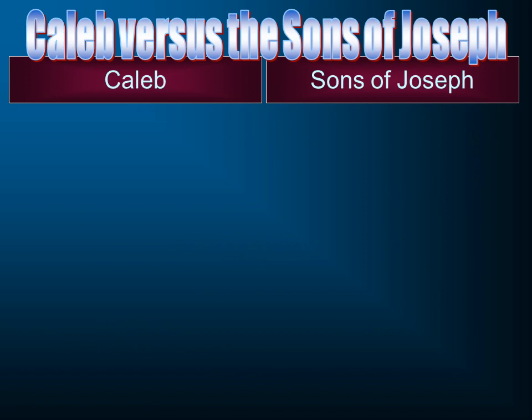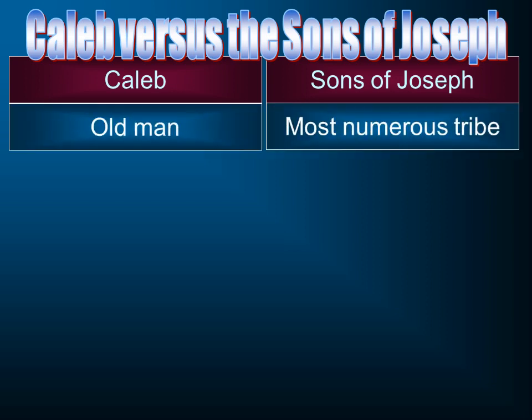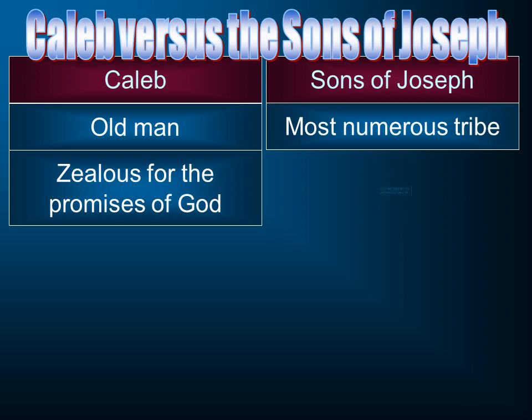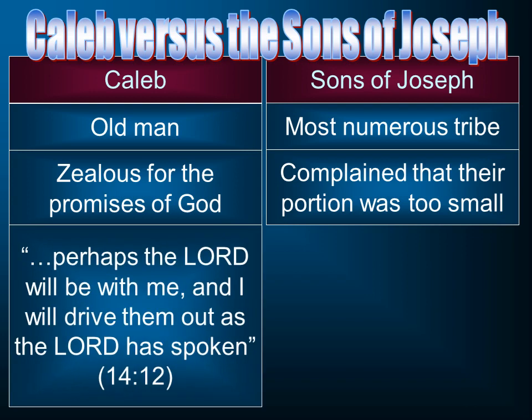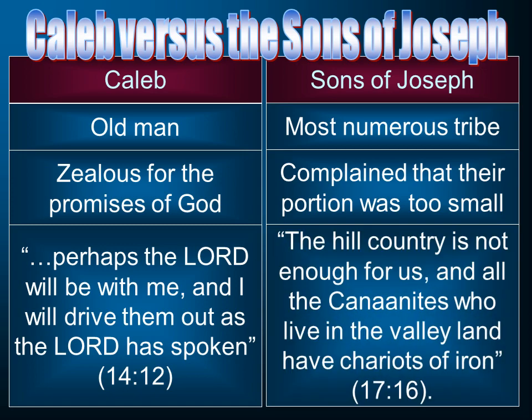Now, we have a contrast there as we're looking at the sons of Joseph. And then we already read about Caleb. He was an old man. The sons of Joseph, remember, they said, we're the most numerous groups. You know, we're 2 tribes, and there's a whole lot of us. In Caleb's case, he'd been zealous for the promise of God. They had been complaining, oh, our portion is much too small. In Caleb's case, he says, perhaps the Lord will be with me, and I will drive them out as the Lord has spoken. He's trusting in the Lord. In chapter 17, verse 16, they had been saying, the hill country is not enough for us, and all the Canaanites who live in the land have chariots of iron, complaining. These 2 portions are in contrast one with the other.